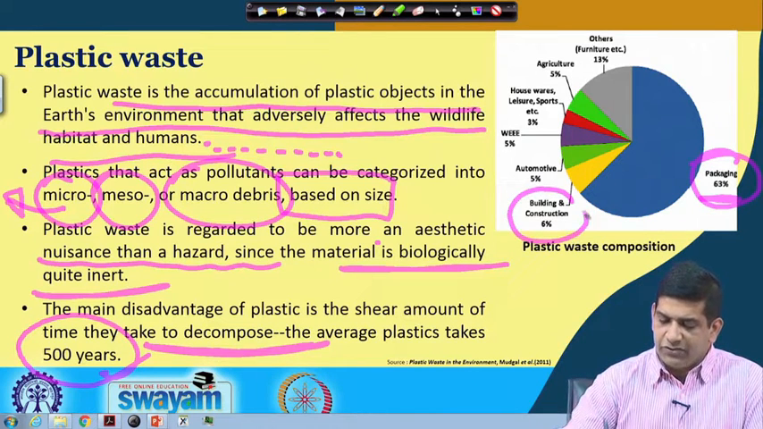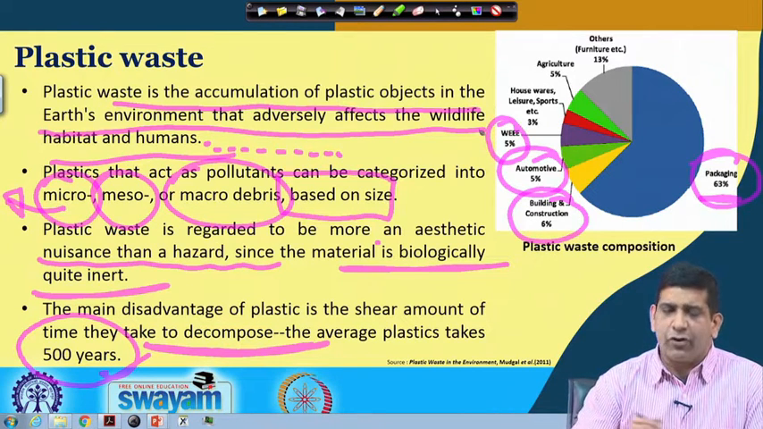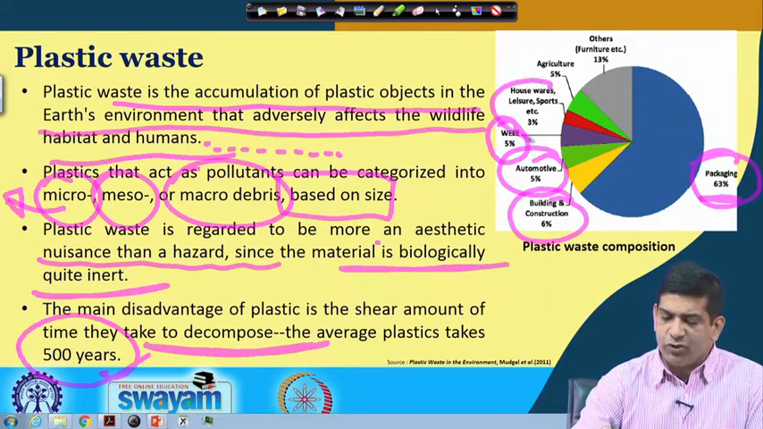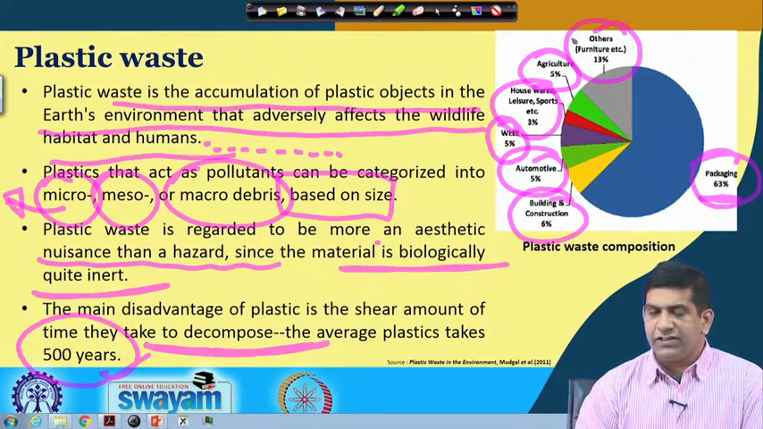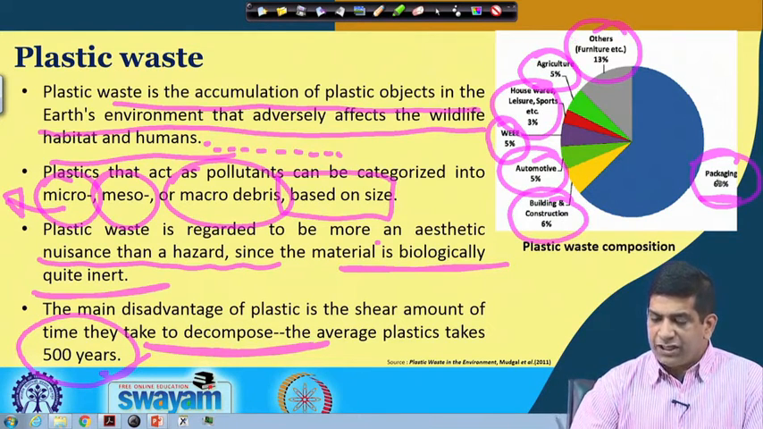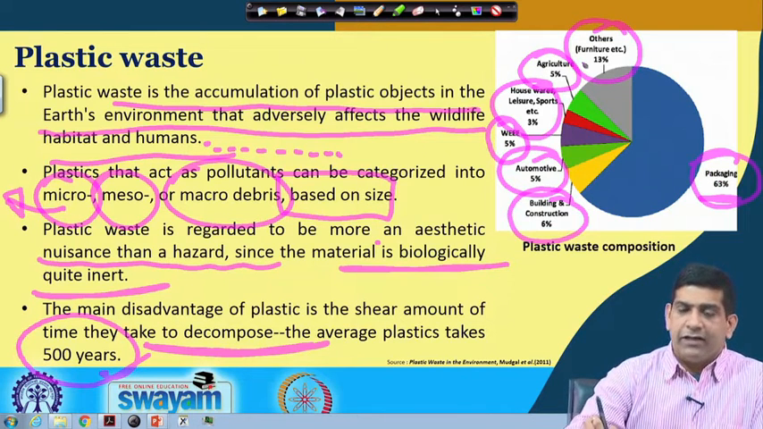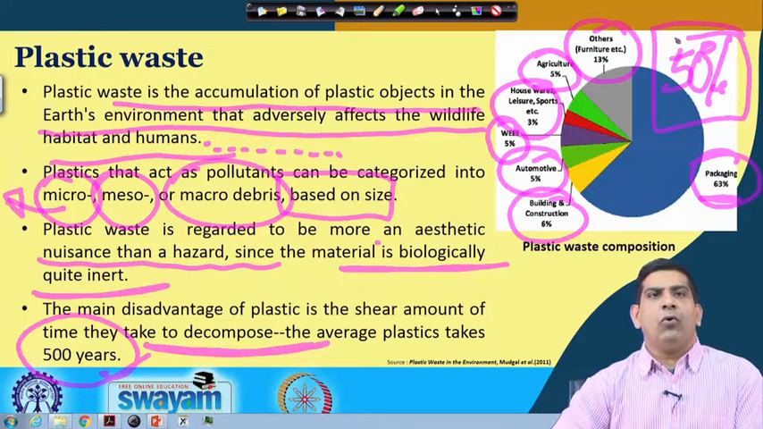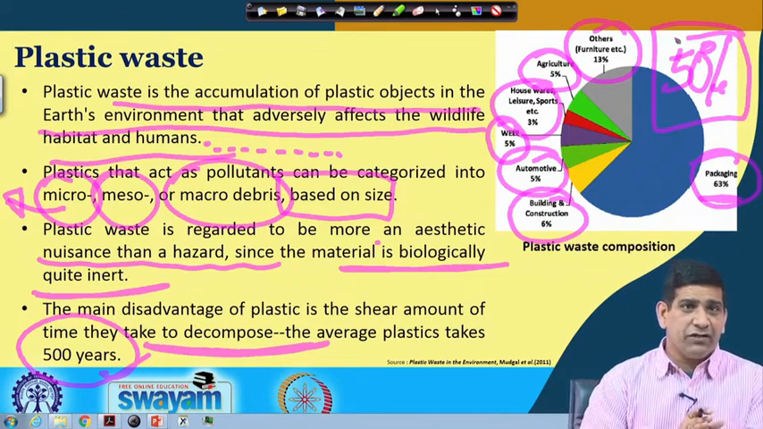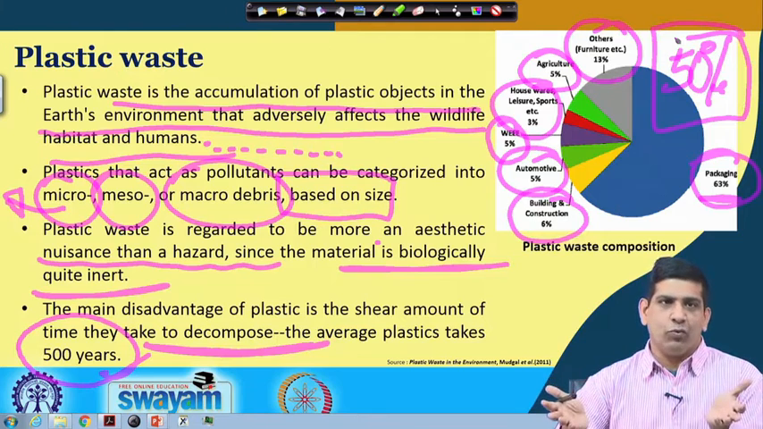Building and construction industry around 6%, automotive 5%, electronics, WEEE being electronic waste, electronics and electrical products, housewares, leisure and sports products 3%, agriculture another 5%, furniture and some other items 13%. So if you look at packaging compared to the others, the difference is more than around 50%. It's the packaging industry that is producing most of the plastic, as we saw in the previous week, and these are producing more and more plastic waste as well.